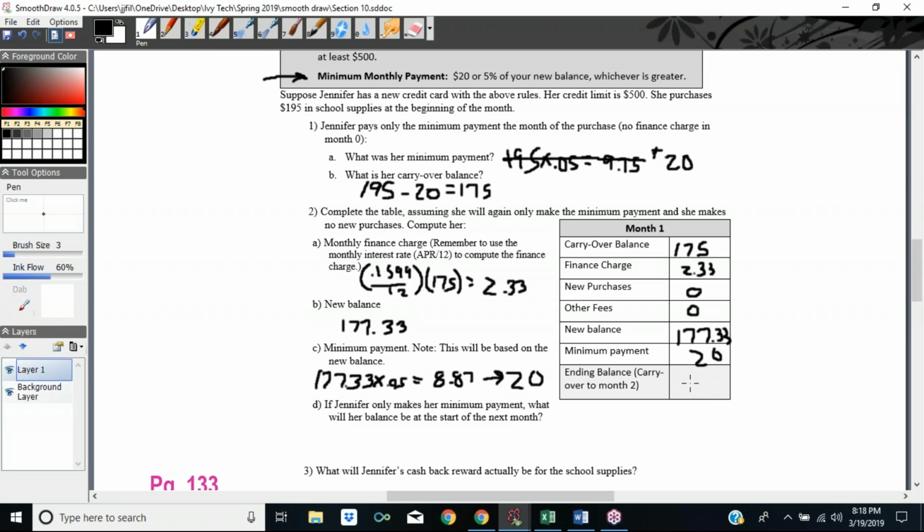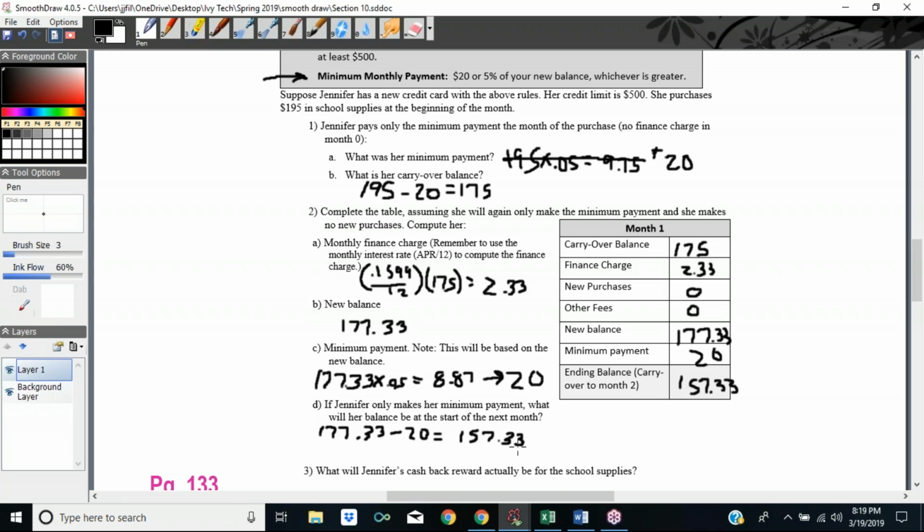So the ending balance, or the carryover to month 2, is going to be $177.33 minus that minimum payment, so $157.33. So the math on that, $177.33 minus $20 is $157.33. All right, so that's the bottom of page 132.